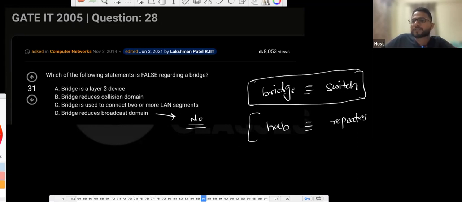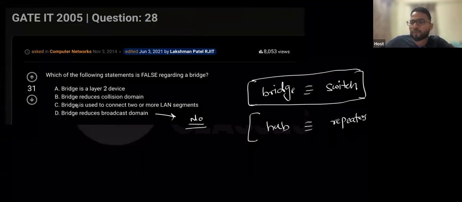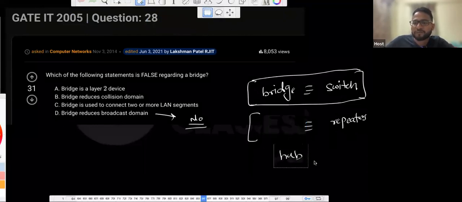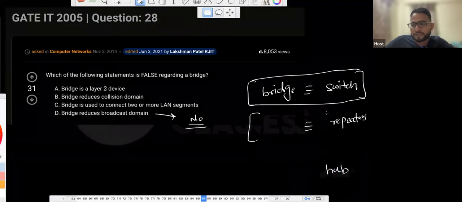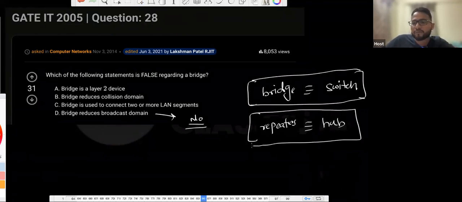Some people say that a switch is just a multi-port bridge. Similarly, a hub is just a multi-port repeater, something like this. But that's also not a very standard definition. It depends on the author. I have not found this definition to be consistent in every other place. Even in the books, they use them interchangeably. So let's not worry about the difference between bridge and switch, because there is no difference. Similarly, there is no difference between repeater and hub.